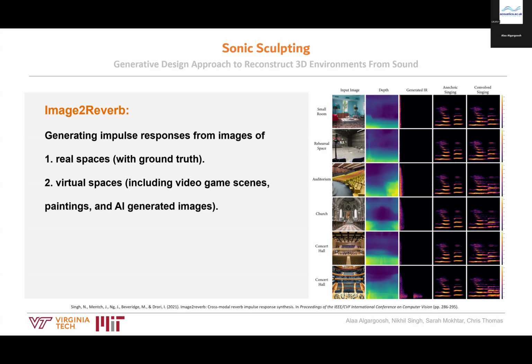So after creating the impulse response, you can use this to create an auralization by convolving the impulse response with an anechoic recording. In their project, they used real spaces with ground truth to validate the method, but the application extended to virtual spaces. This includes video game scenes, paintings, and AI-generated images. And one of their examples was to predict the acoustic environment of the International Space Station, which is a space that we cannot visit or listen to its acoustic environments typically.